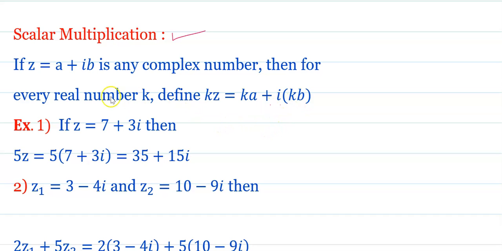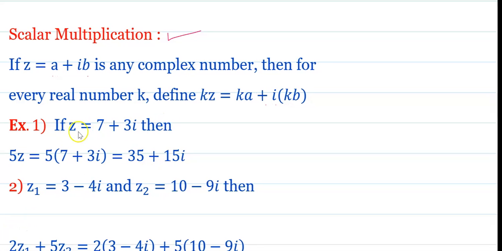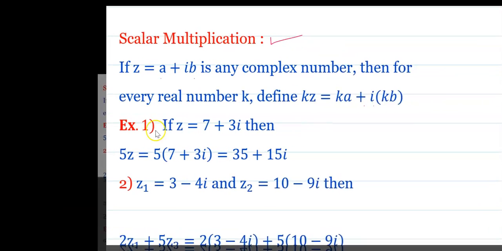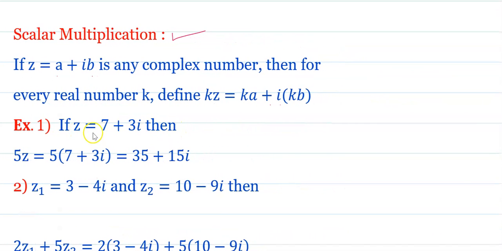म्हणजे काय? Z is any complex number, याला K ने मल्टिप्लाय करणार. Okay, this is the scalar multiplication. Now here, if Z is equal to 7 plus 3i, then if I multiply this number with 5, I will get 5Z is equal to 5 in bracket 7 plus 3i. या 5 ने 7 ला मल्टिप्लाय करायचं, 5 ने 3 ला मल्टिप्लाय करणार. Then here you will get 35 and here 3 into 5, that is 15.